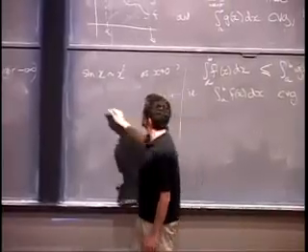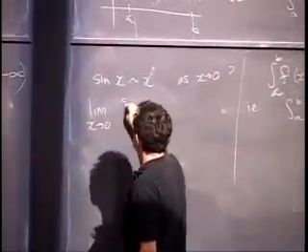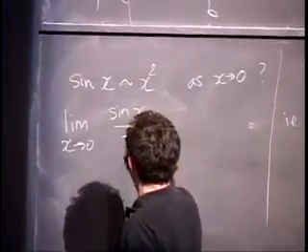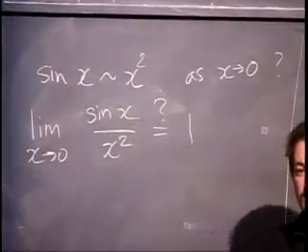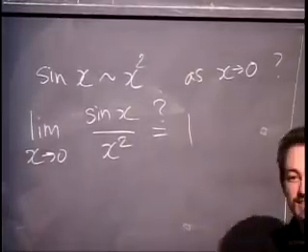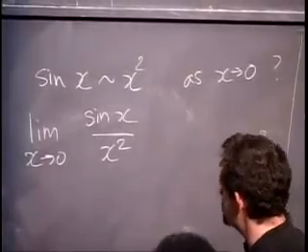Well, let's see. If that's true, that would mean the limit as x goes to 0 of sine x over x squared would be 1. And I put the question mark there to say that I don't know what it is. Well, let's see what it actually is. I mean, I don't know if it is 1.